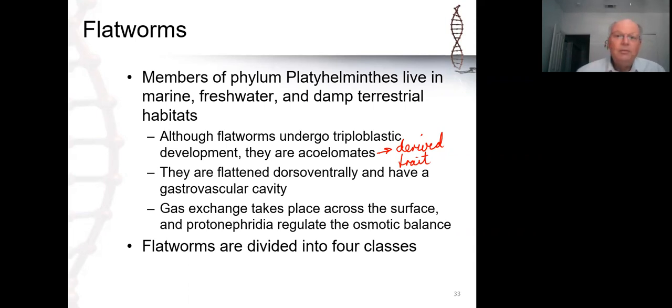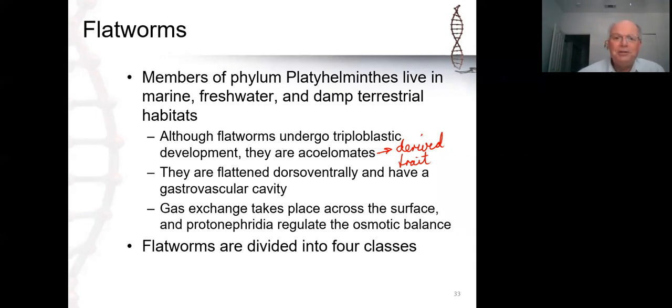And so this is the reason why we no longer consider the presence or absence of a body cavity to be a way of referencing the phylogenetic history of the animal kingdom, because it simply is not a valid way of looking at it anymore.